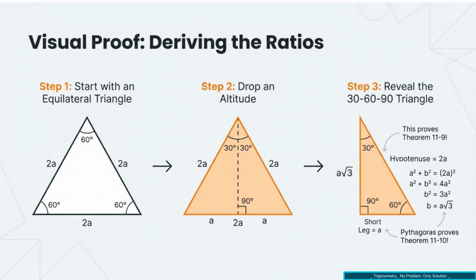Maybe you will be asking how these formulas were derived. Well, these ratios are derived from an equilateral triangle. By dropping an altitude, we create two 30 by 60 by 90 triangles. Applying the Pythagorean theorem confirms the side ratios: short leg is a, hypotenuse is 2a, and long leg is a times the square root of 3. That's it, simple as that. You may pause the video and look closely at the given figures.